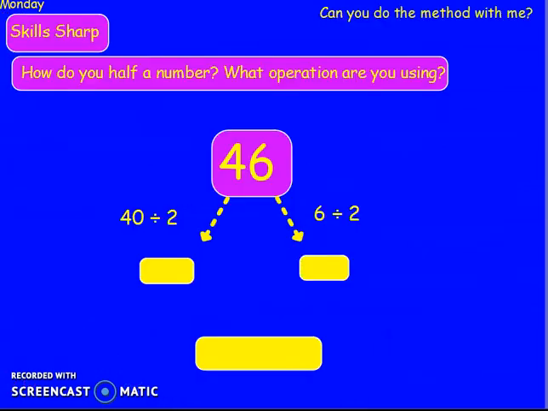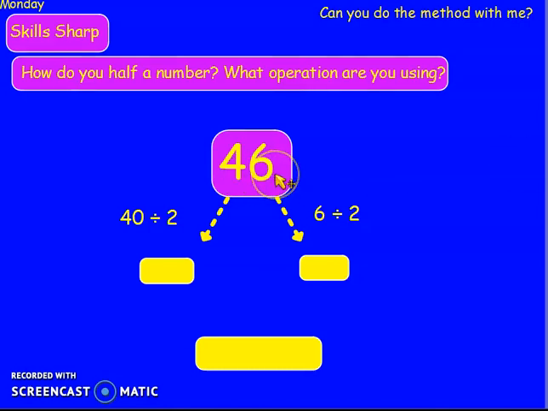Okay, in this activity we're going to be learning how to halve numbers. We'll start easy and get harder as we go along. So how do we halve a number like 46? What does halving actually mean? When we halve a number, we're actually dividing it by 2. We're splitting it into 2 pieces, or we're thinking how many 2's fit into this number. And you can do this easily by partitioning the number.